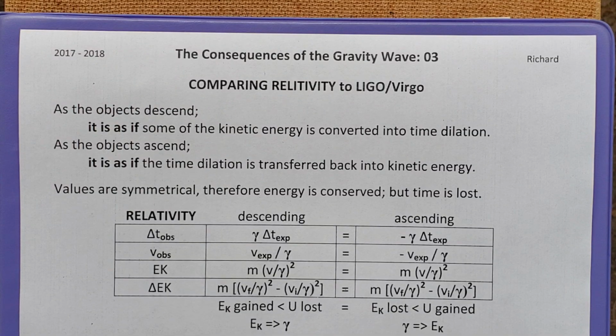Meanwhile, during the ascent, the rate of deceleration increases as the velocity decreases. It is as if the time dilation is transferred back into kinetic energy. This is because the ascending values, although different than Newtonian numbers, are symmetric with the descending values.